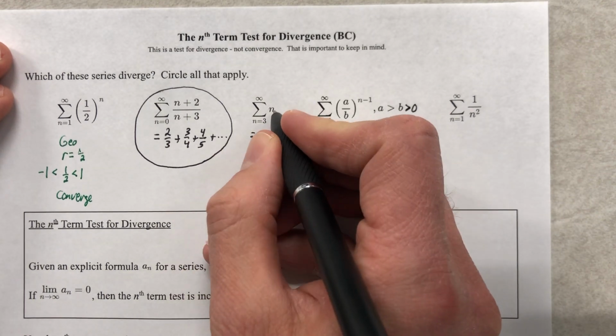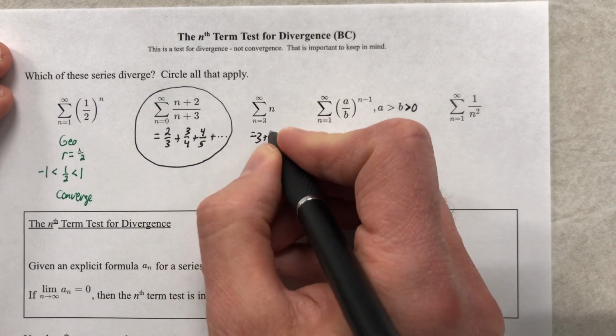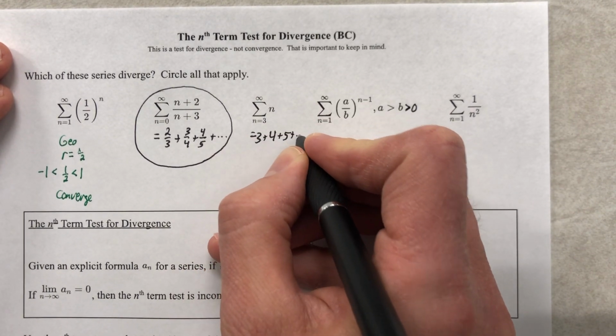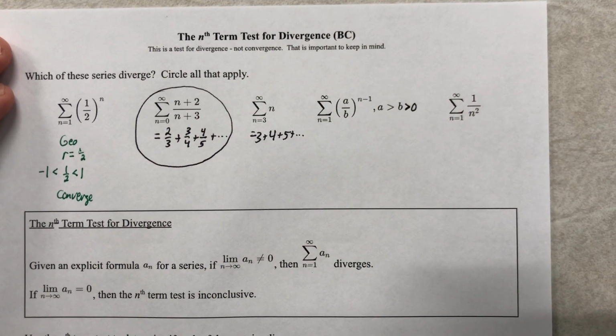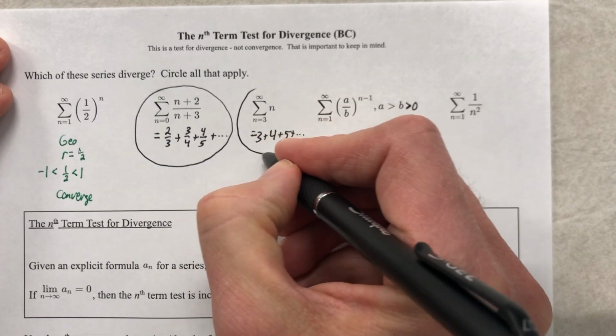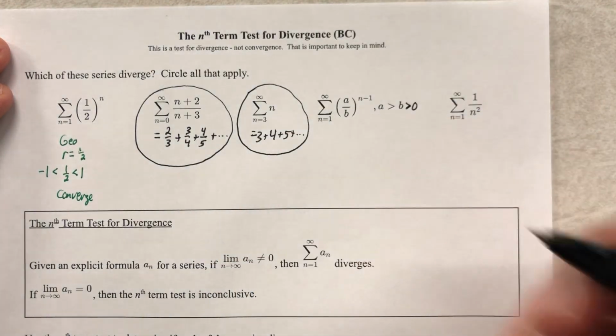There we go. All right, next one. This is equal to, we'll plug in a 3, and it's 3. Plug in a 4, and it's just 4. Plug in a 5, and it's just 5. This one's getting bigger: 3 plus 4 plus 5 plus 6 plus 7 plus 8 plus 9. It's just going to go forever. This one's also going to diverge.